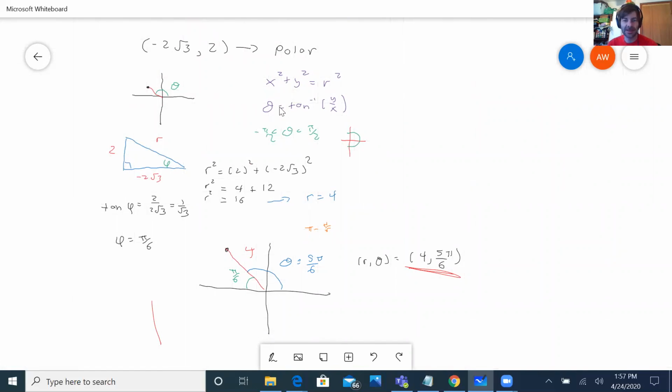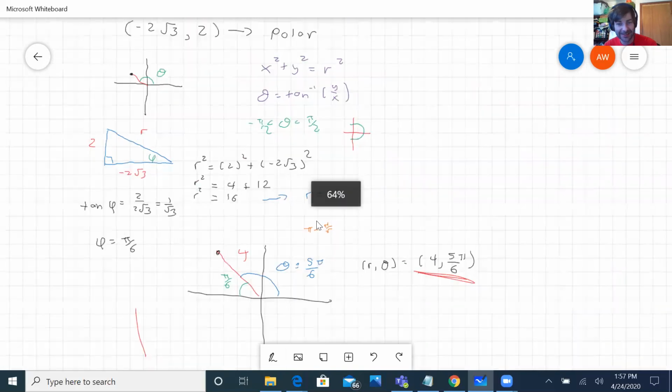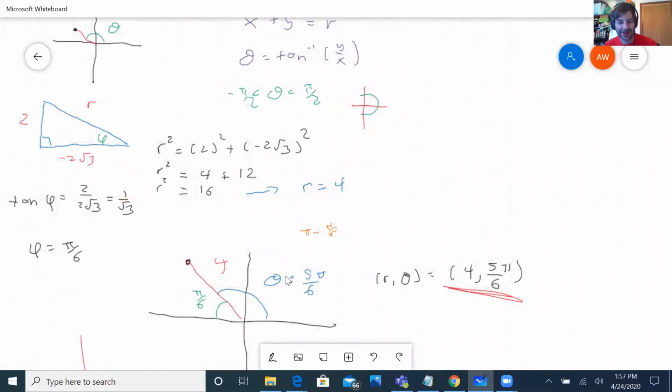See, if I went straight and said theta was the inverse tangent of y over x, it would have given me this one down here. That's why I think you don't really want to think about this as a formula necessarily. You want to think about this as little triangles. Well, I mean, I guess that's just me. Other people might do it differently. But this is how I think about it.